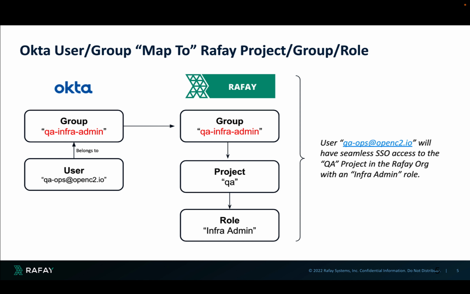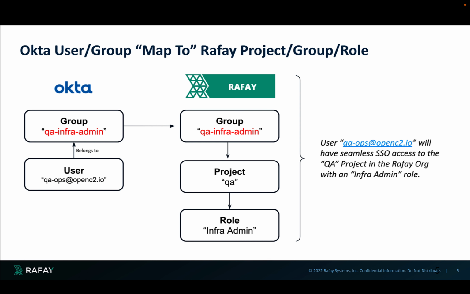What this configuration allows an admin to achieve is, when the user QA ops at openc2.io logs in, that person will have seamless single sign-on access to clusters in the QA project, in the Rafay org, with an infra admin role. So this mapping will be seamless and transparent to the user. And as you add more users into the same QA infra admin role group, they will experience the exact same thing.